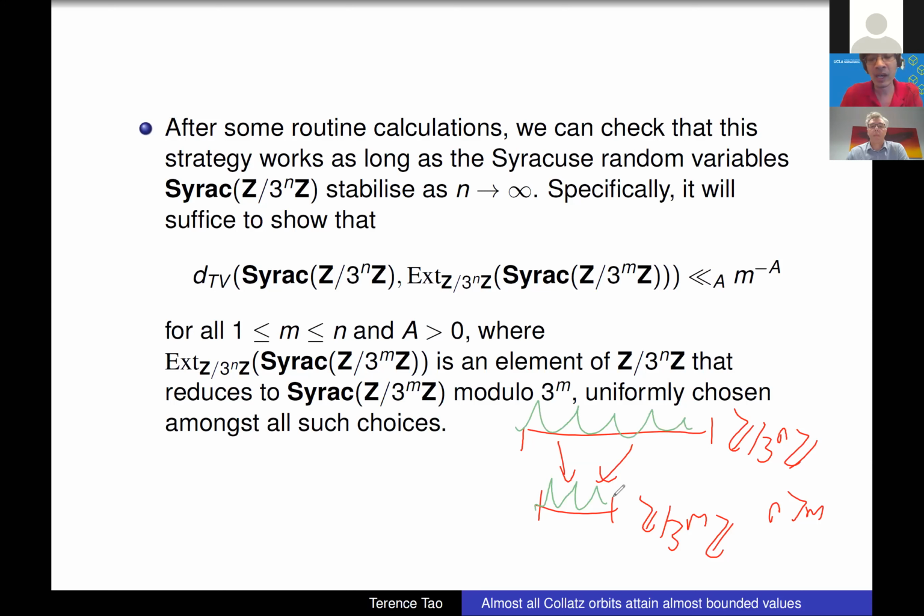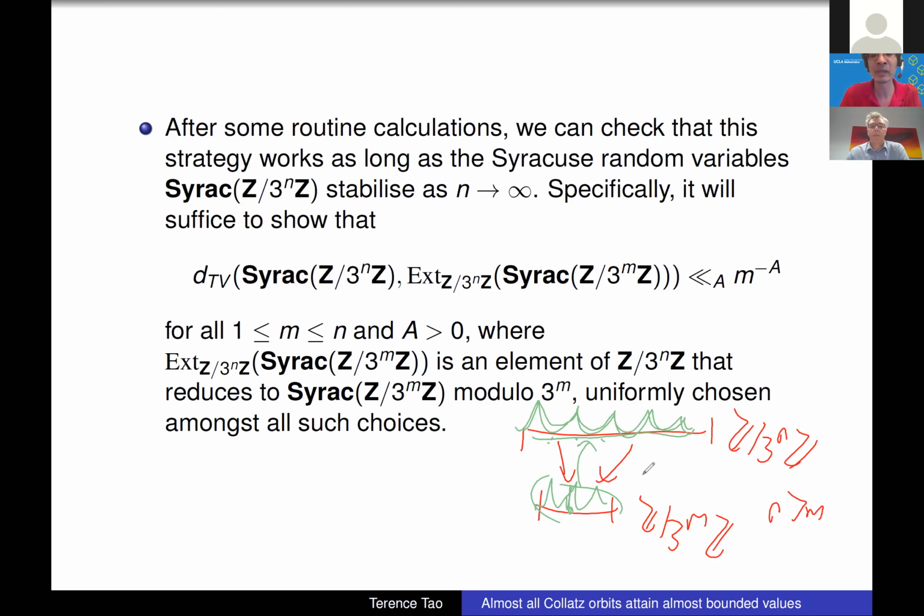And they need to be somehow compatible. The way the compatibility works is that you take the measure here and you pull it back, you stretch it out to a measure here. Basically, every point here gets mapped to a coset, and if you split the mass equally among the cosets, you get what I call the extension of your smaller Syracuse measure to the bigger one, and that extension needs to be very, very close to the Syracuse measure here.